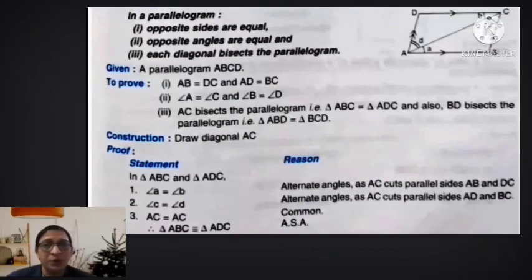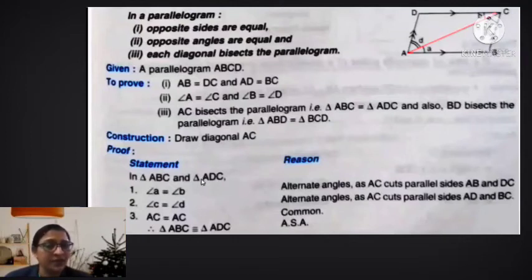In order to prove all the properties of parallelogram, here is given parallelogram ABCD. We have to prove side AB is equal to side DC, side AD is equal to side BC. Secondly, angle A is equal to angle C, angle B is equal to angle D. Also, we will prove AC bisects the parallelogram into two triangles, that is triangle ABC is equal to triangle ADC. For this proof, we will construct diagonal AC.